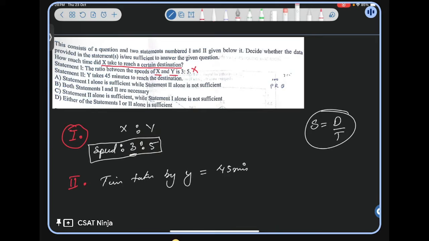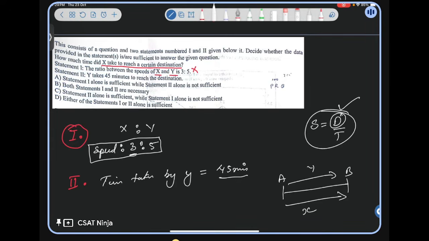So we are talking about a certain distance. Here in this case, distance is constant. That means X is traveling from point A to point P, and Y is also traveling from point A to point P. This is X traveling and this is Y traveling. X is traveling the same distance, Y is also traveling the same distance. So in both cases the distance remains the same. But one thing we know is the time taken by Y.